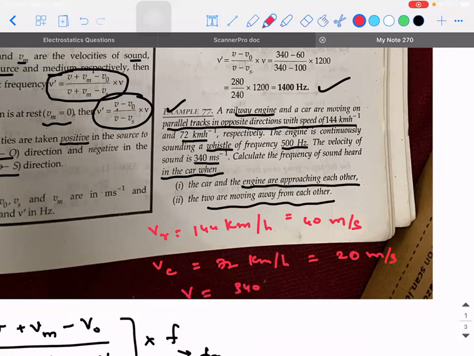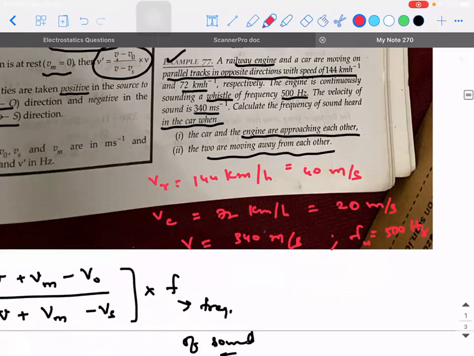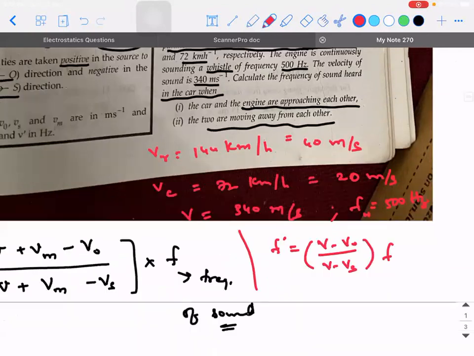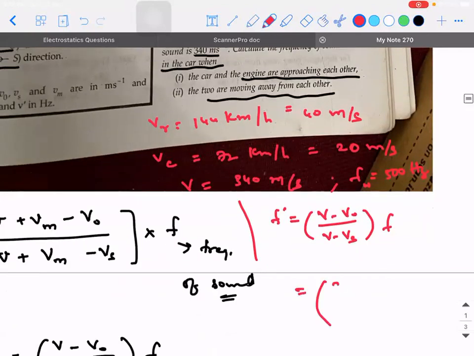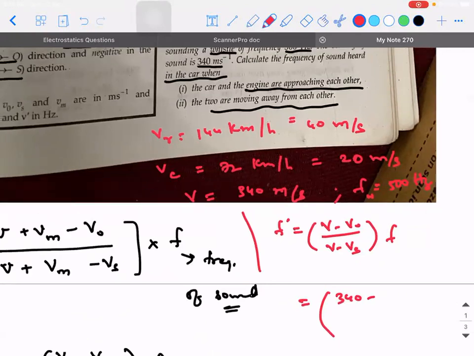velocity of sound is 340 meters per second, and the original frequency of the whistle is equal to 500 hertz. Calculate the frequency of the sound heard in the car when the car and the engine are approaching each other. So only one formula: F dash is equal to (V minus V naught) divided by (V minus Vs), multiplied with F.